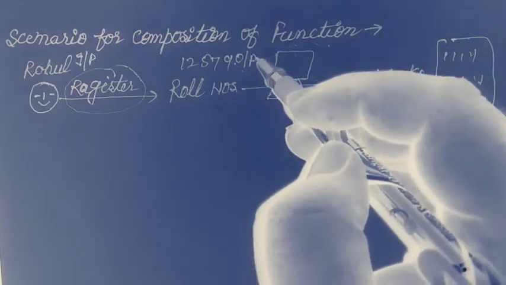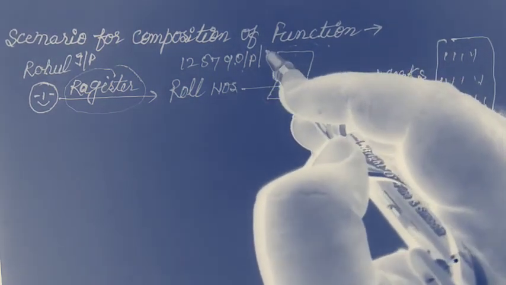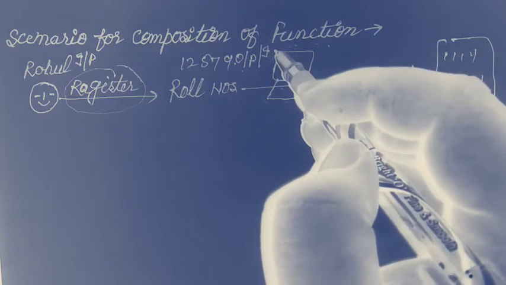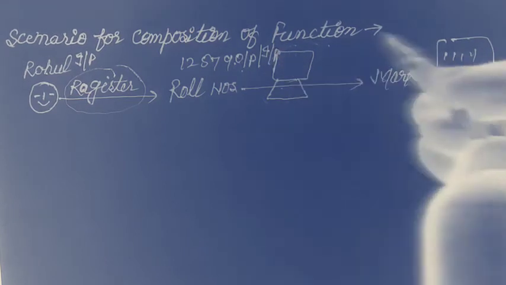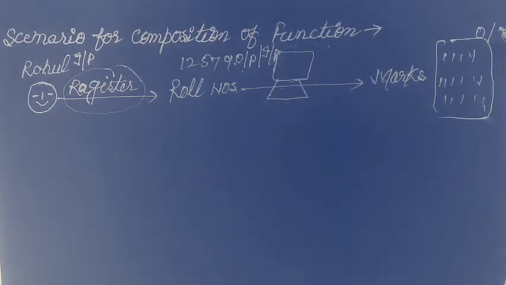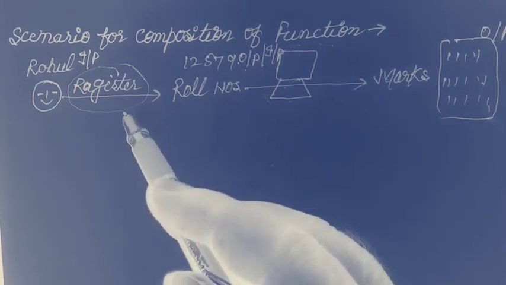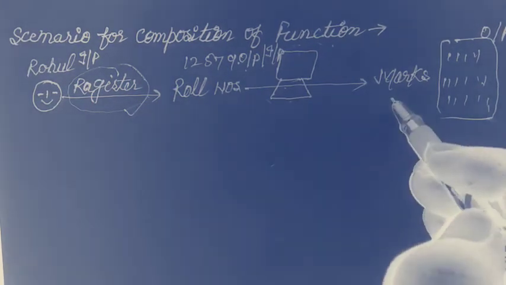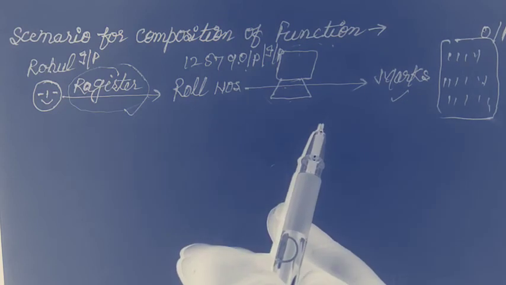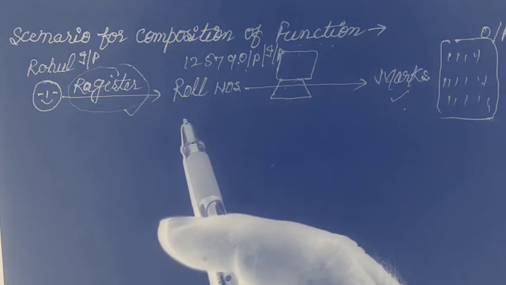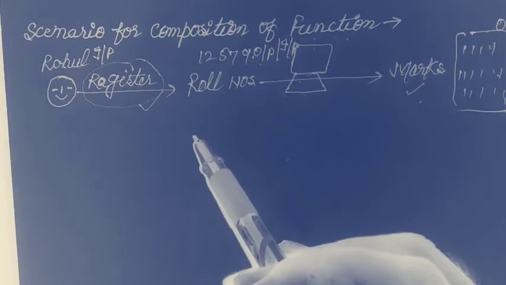So it is an input as a roll number and we get the output marks here. So you can see here we need two functions here, isn't it? So it is a real life example of composition of functions, a scenario of composition of functions.